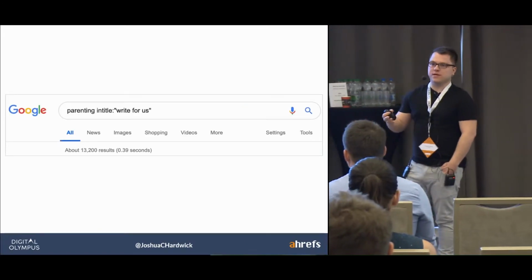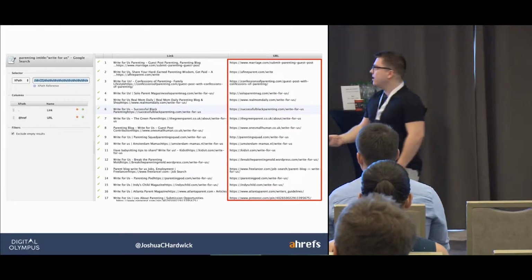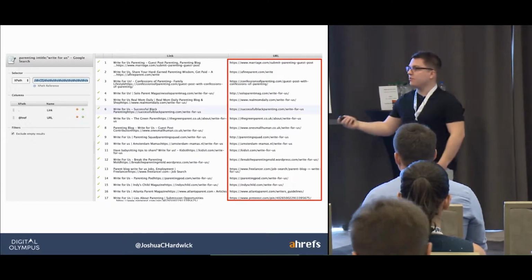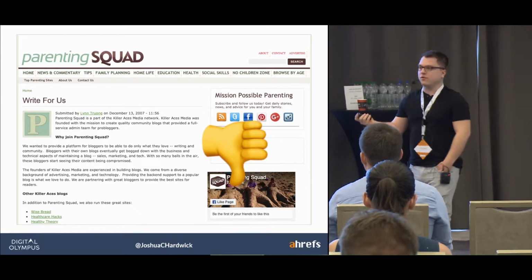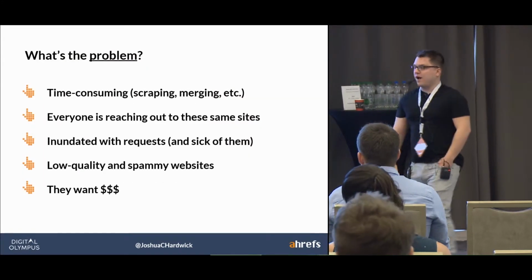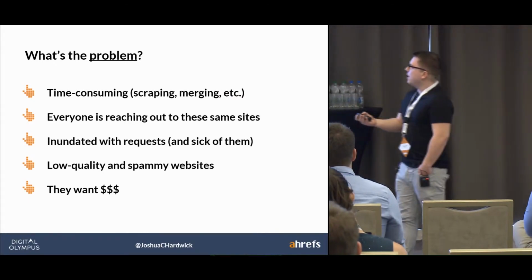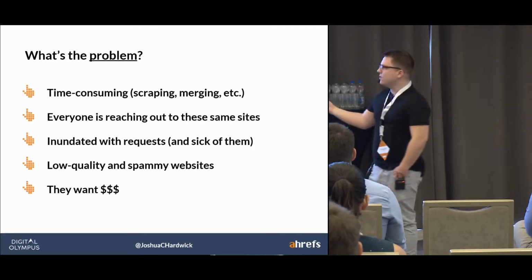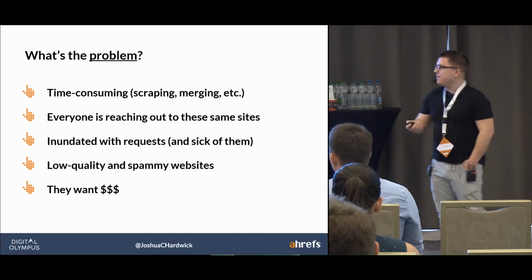So you go to Google, you type in a keyword, and you combine that with some kind of search operator, and you find these Write For Us pages. Then you scrape those, and you go through them, and you figure out which ones you want to actually write for and which ones you don't, which is kind of fine, but the issue with this process is it's just time consuming. Everyone's reaching out to these same sites, so everyone's doing this process. It's like the oldest link building tactic in the book, I guess.